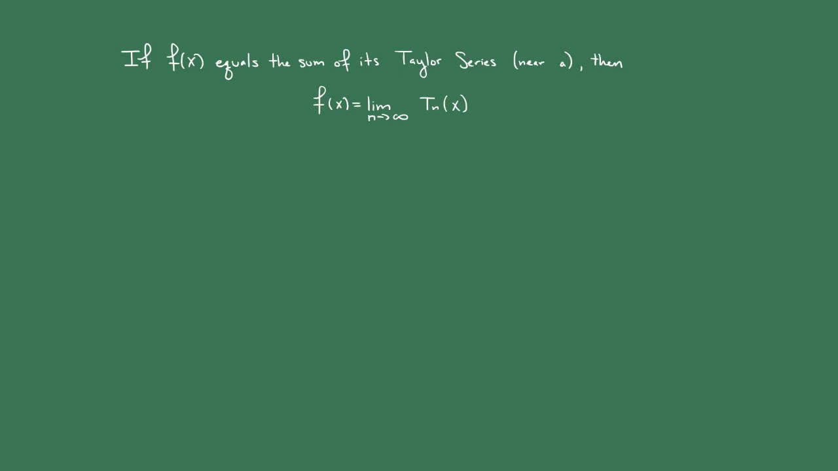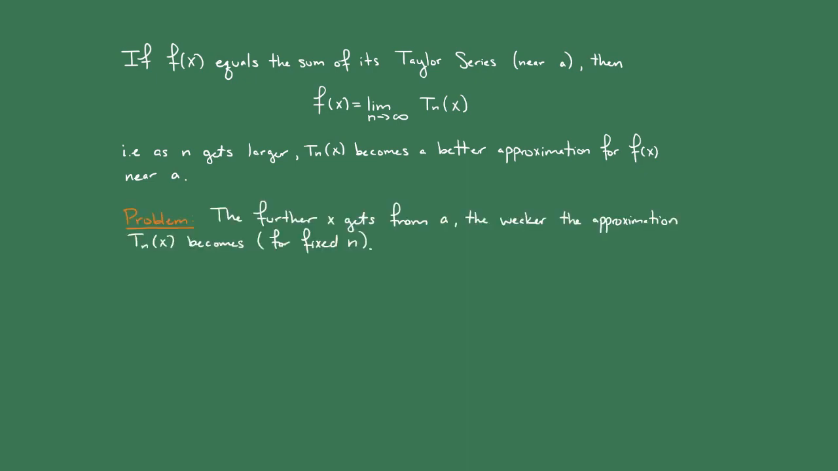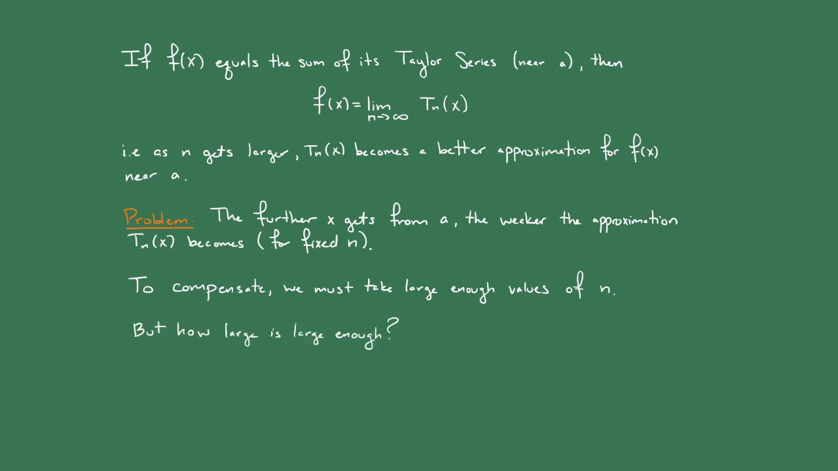But this implies that as n gets larger, T_n of x becomes a better approximation for f of x near a. And now the problem is, the further that x gets from a, the weaker this approximation T_n of x becomes when we fix n. To compensate for this, we must take large enough values of n to get an approximation that is close enough for the values of x that we care about. But how large is large enough?